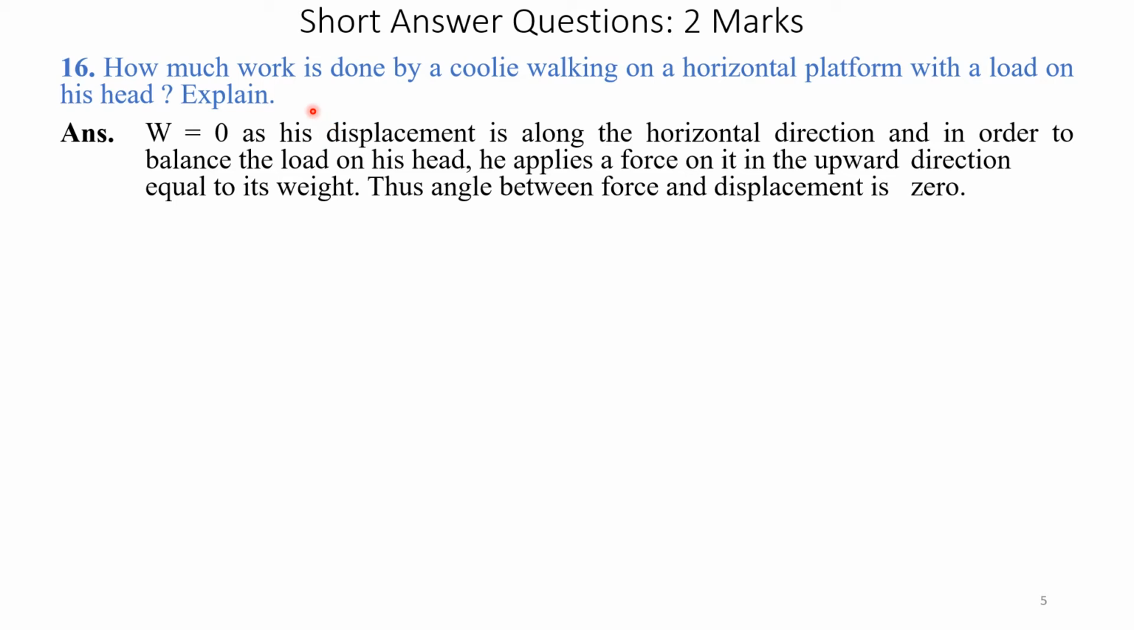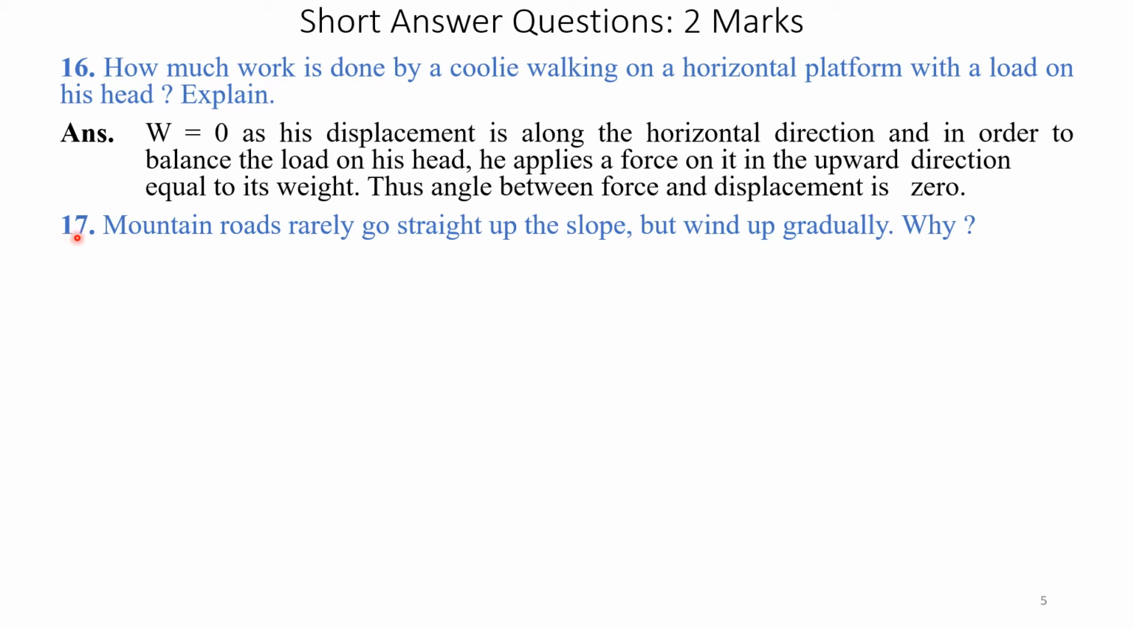Answer. Since the coolie is walking on the horizontal platform with the load on his head, work done is 0 as his displacement is along the horizontal direction, and in order to balance the load on his head, he applies a force on it in the upward direction equal to its weight. Thus, the angle between force and displacement is 90 degrees, hence work done is 0.